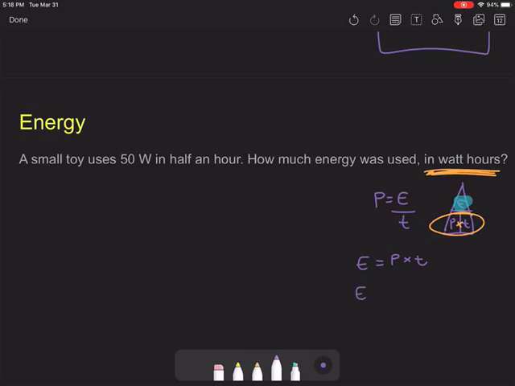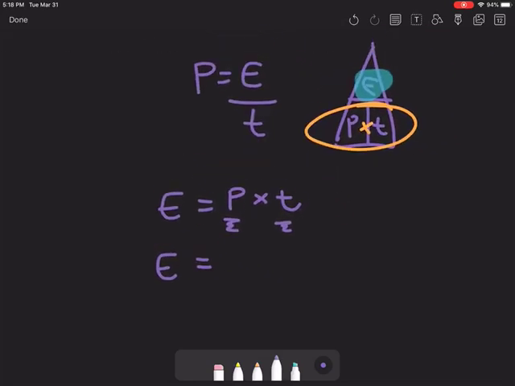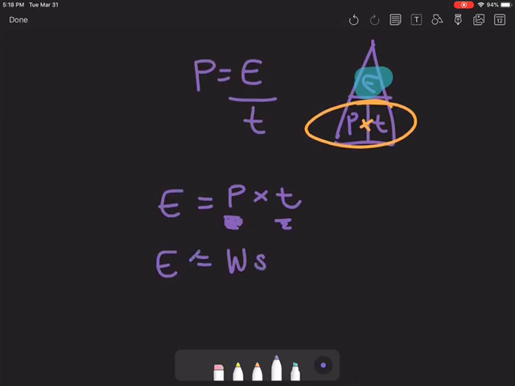Energy is usually measured in joules. If I'm plugging in values or units here, let's just strictly talk about units. Power is measured in watts. Time is measured in seconds. So my units for energy, which are joules, are the same as if I had watts times seconds. And I hope I haven't lost you yet. This one's a little bit tricky to wrap your head around. But watts times seconds is the same as joules.